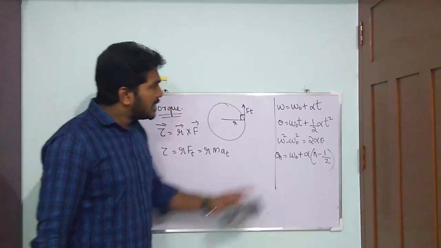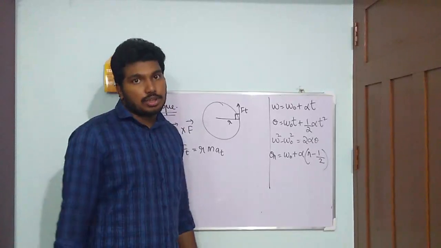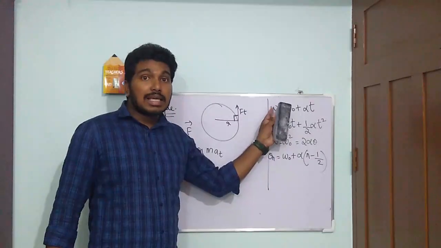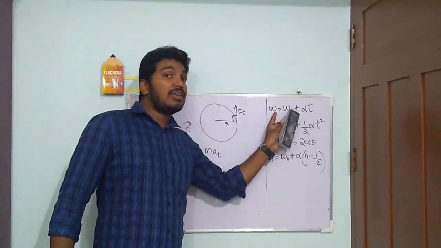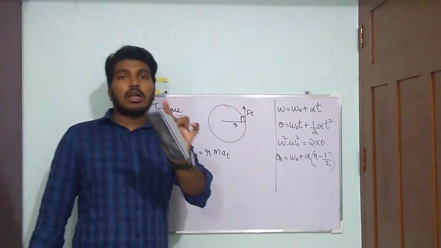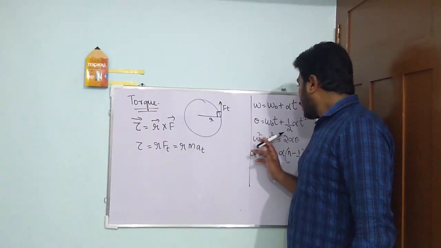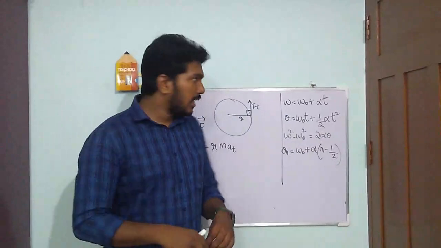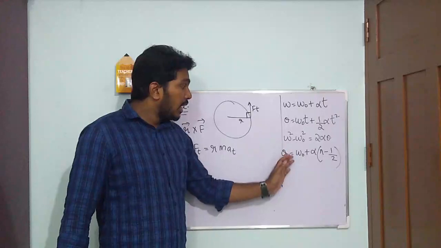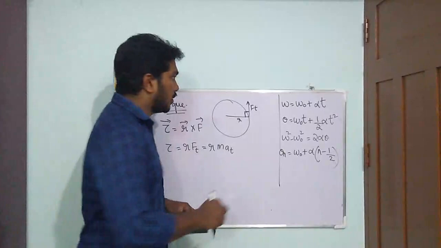Now this alpha we call the angular acceleration. Omega we call the angular velocity, the final angular velocity. Omega naught we call the initial angular velocity. And theta is the angular displacement that I have already mentioned, I guess. So theta is angular displacement, omega is angular velocity, and alpha is, sorry, angular acceleration.